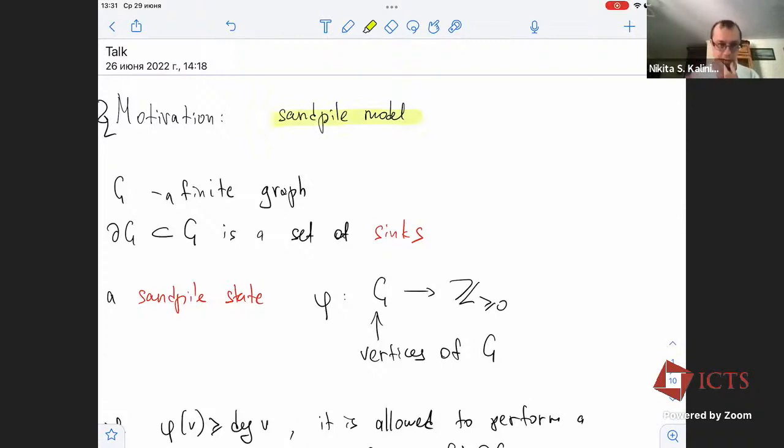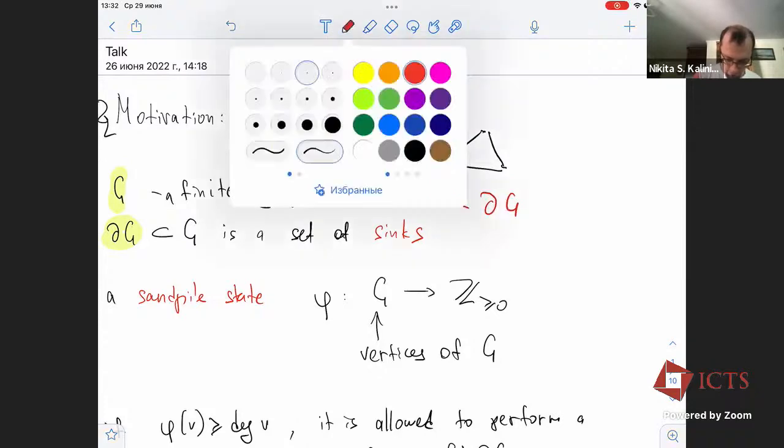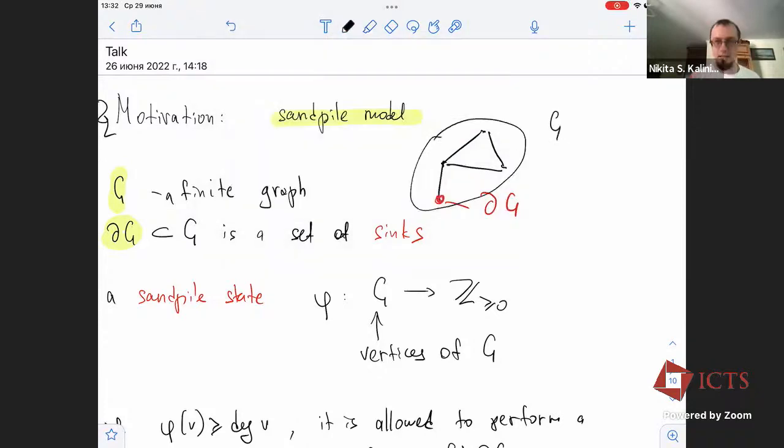So the setup is as follows. I have G, a finite graph. So I have some vertices, some edges, basically any finite graph. Also, I have a special subset of its vertices, DG. The notation will be clear later, but for now it's just a subset of its vertices. For example, on this picture it will be this one, and the whole graph is G. This subset is called the set of sinks. Also, the name will be clear later. Also, let me add that it's a finite connected graph.